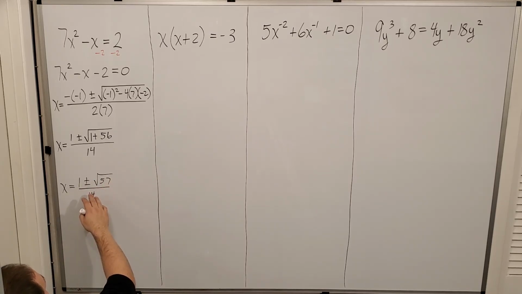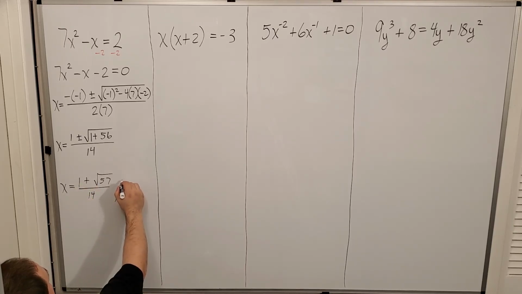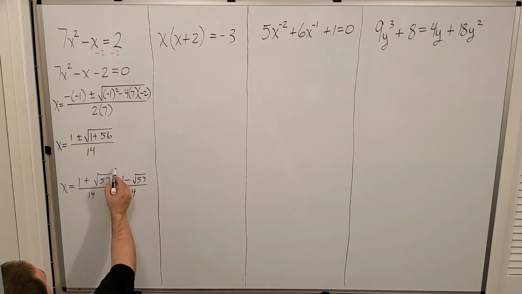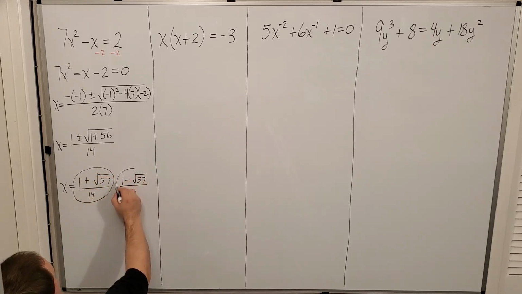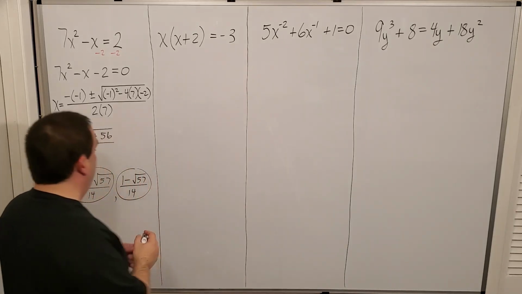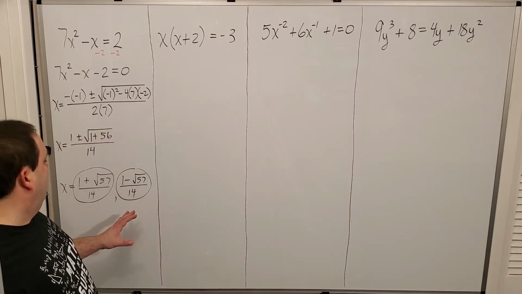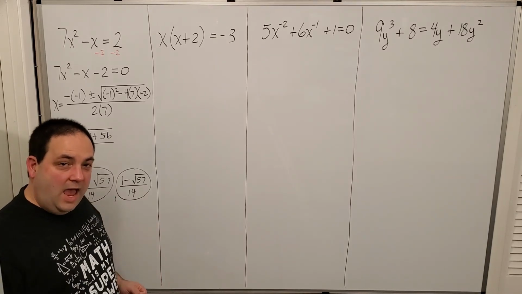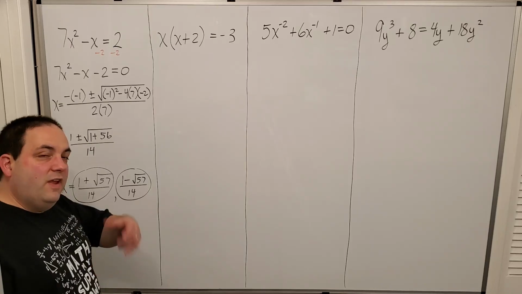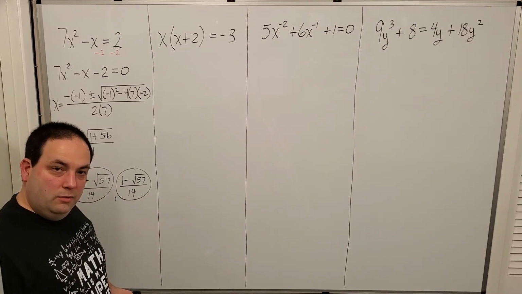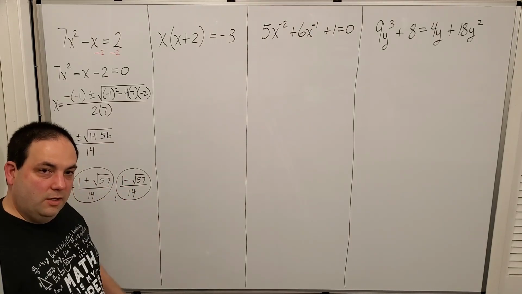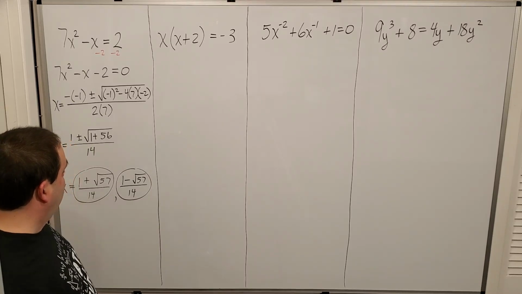To make it a more organized answer, I'm going to take the minus here and write that as a separate solution so that we can tell that we are in fact getting two solutions here. 1 plus the square root of 57 over 14 and 1 minus the square root of 57 over 14. Typically on my tests, I usually tell students to give me exact answers, so that's where we are here. If at any point you had to give an approximate, the only other step would be to plug it into your calculator and round to the appropriate number of decimal places.